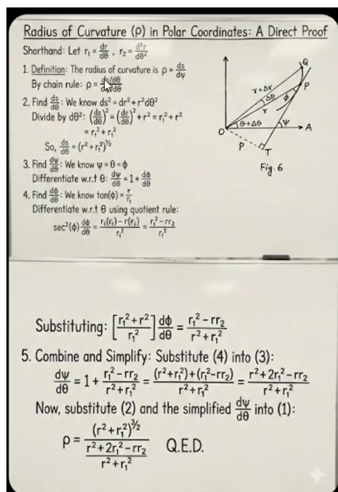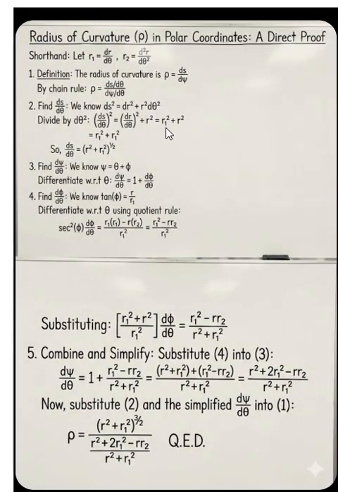Now, once I know this ds by d theta, in order to find the radius of curvature I should also know d phi by d theta. We already know that psi is equal to theta plus phi. This is plus here, keep that in mind. I think that is very clear: psi is equal to theta plus phi.